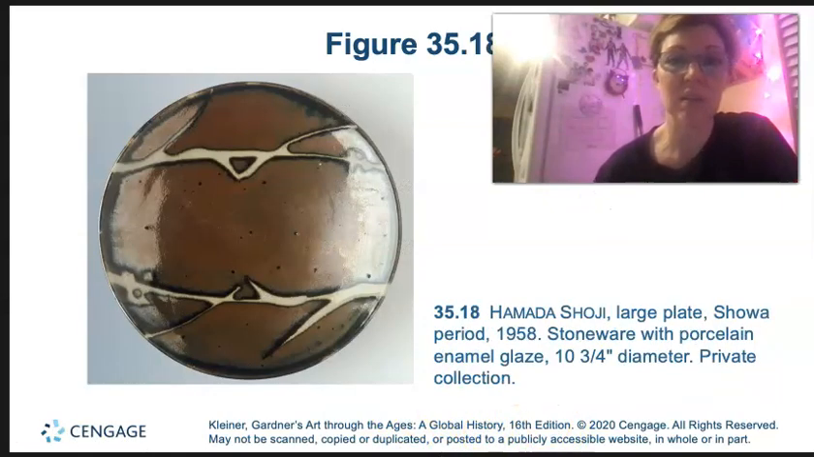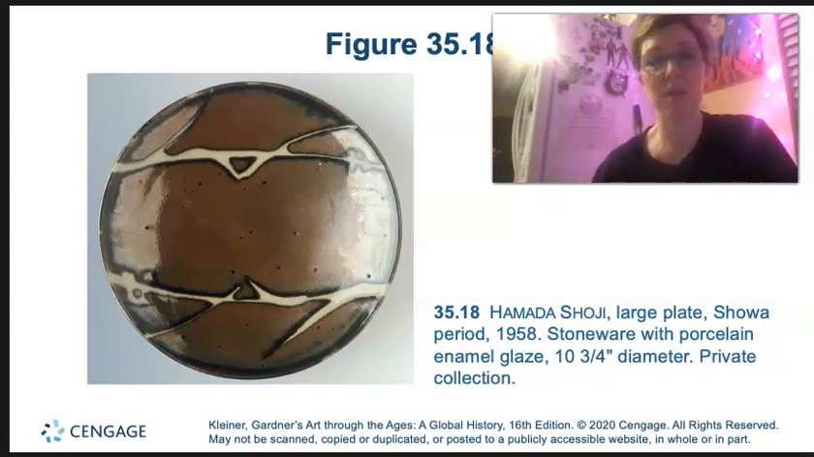Showa. Okay, this is Hamada Shoji. This is a large plate from the Showa period, in the 50s. This is porcelain with enamel glaze. The leading figure in the folk art movement of modern Japan who created this work is Hamada Shoji. The formative figure in Japan's folk movement who promoted an ideal of beauty in functional objects made from natural materials is actually Yanagi Soetsu, but they're both considered folk art movement artists.